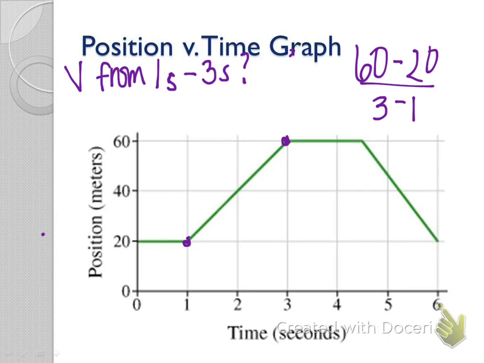Rise over run. So that means we had a positive slope or a negative slope? We had a positive velocity because, look, our slope is positive. And our positive velocity should have been 20 meters per second. And it's positive. Okay, that means we were moving in the forward direction. Okay.